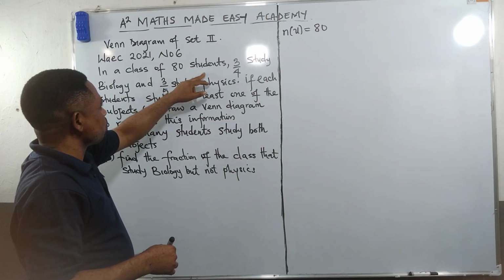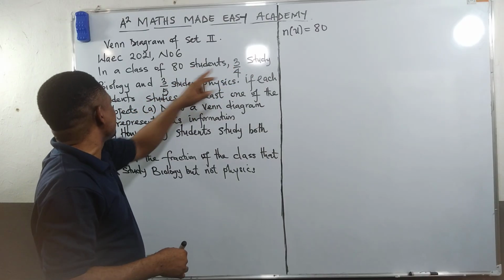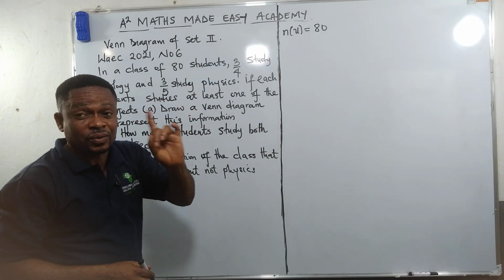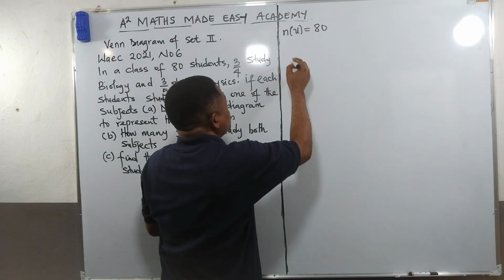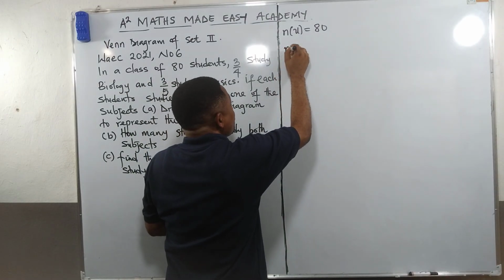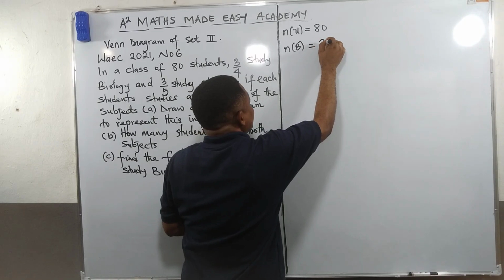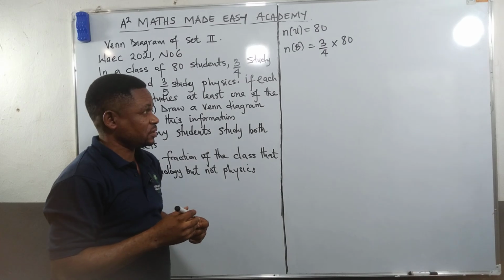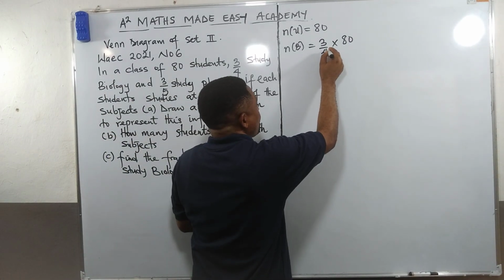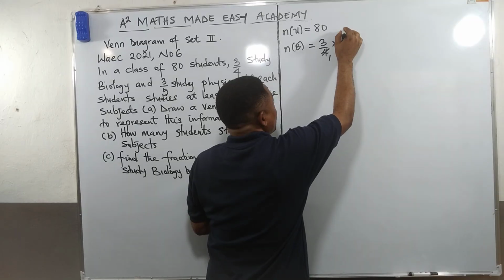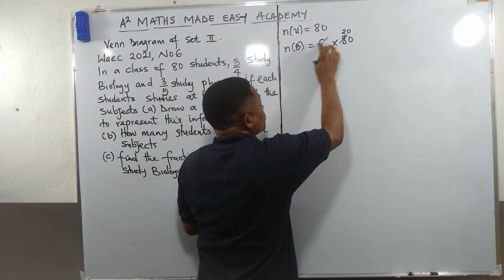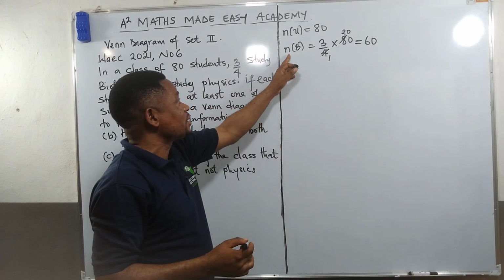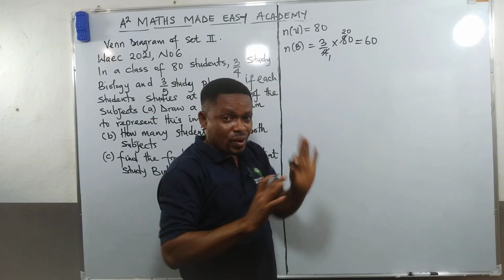Now, 80 students. The question says 3/4 study biology. Can you see that the ones that study biology is in fraction? The first thing you are going to do is to convert it. How? The number that study biology is given as 3/4 times the universal set, which is 80. Watch this. 4 into 4 gives 1, 4 into 80 gives 20, so 3 times 20 will give us 60. Can you now see that the number that study biology is 60? We are done with that.